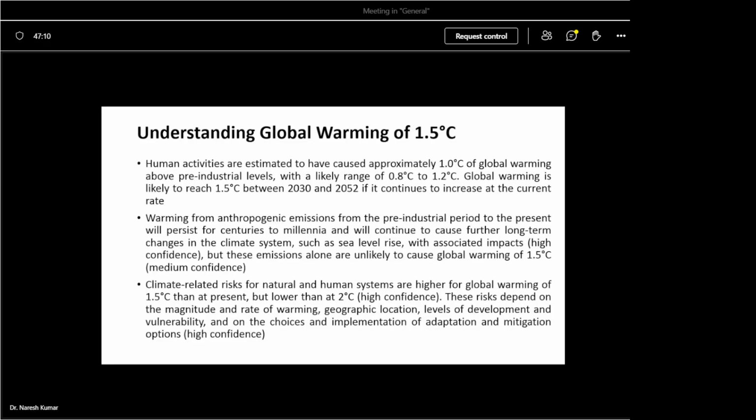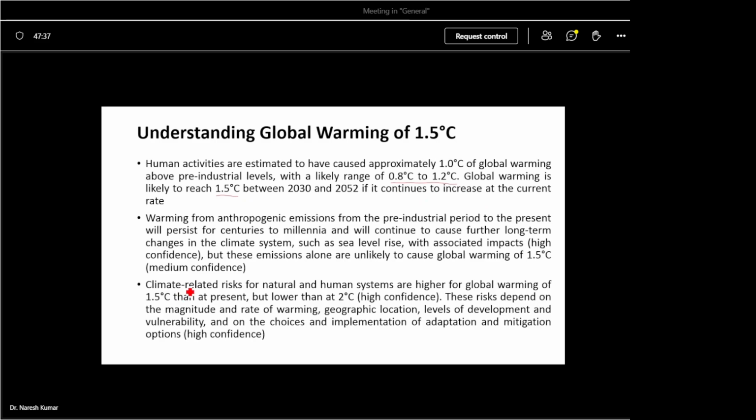So what is this understanding? The understanding is that we have estimated there will be approximately 1 degree Celsius of global warming above pre-industrial levels. Now the range is 0.8 to 1.2 degrees centigrade, and it is going to reach 1.5 degrees Celsius by 2030. And if it continues to increase at the current rate, then we are going to see all the problems.